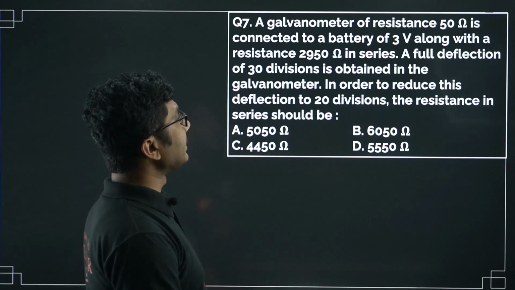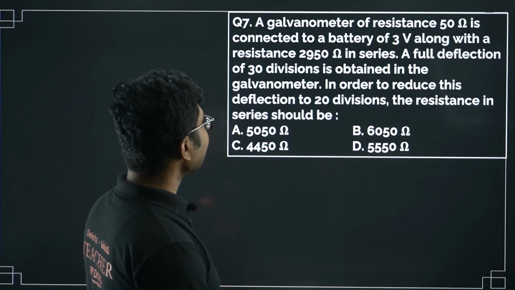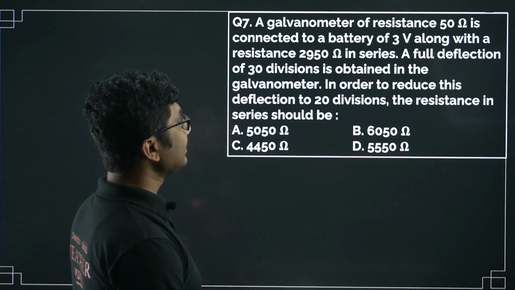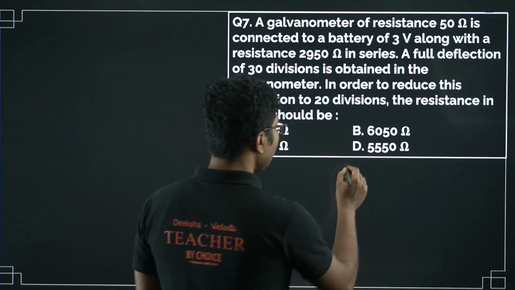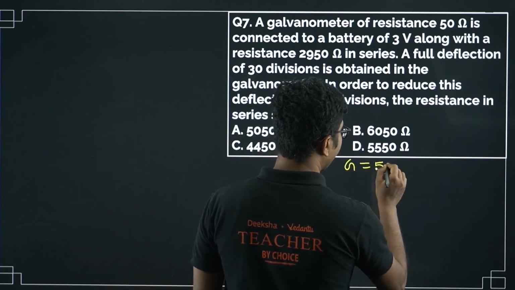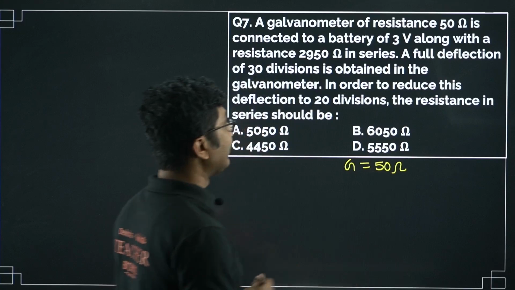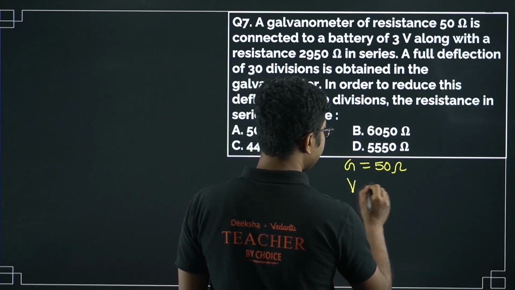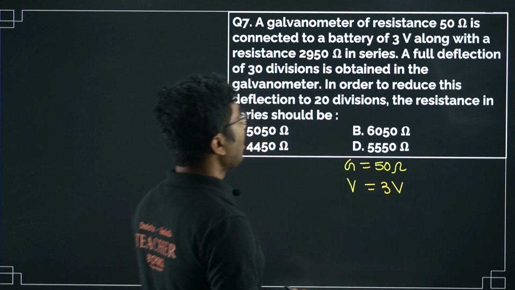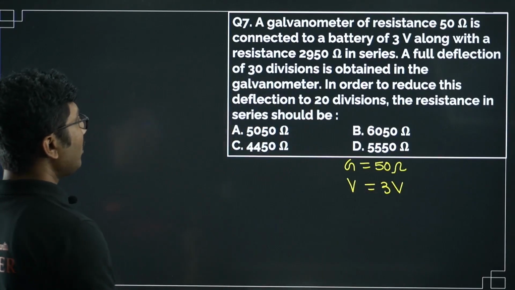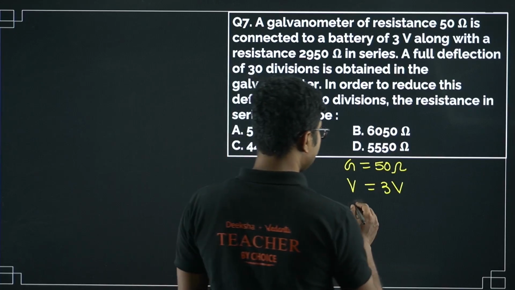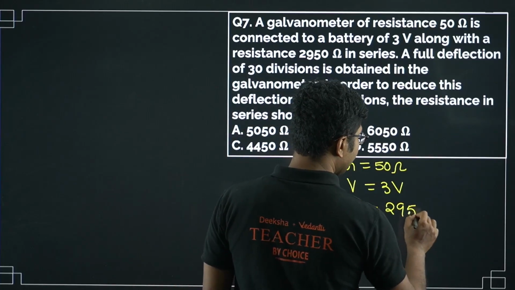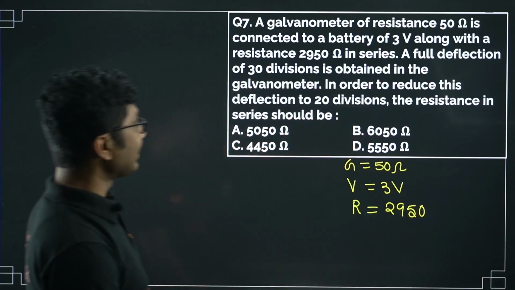A galvanometer of resistance 50 ohm is connected to a battery of 3 volt. Another galvanometer related question. Resistance is 50 ohm, so G is 50 ohm. Let's see whether it is required or not. It is connected to a battery of 3 volts, so voltage is 3 volt, along with a resistance of 2950 ohm in series. So the external resistance, now it is a galvanometer, so it will have a high resistance, 2950 as the external resistance.